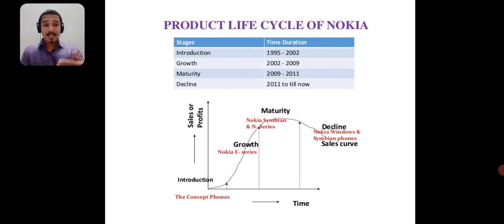From 2009 to 2011 they started improvising, right? They came to Windows Phone. They started to improvise but they couldn't, and eventually in 2011 they just came down and today they are not there, right? So here we can see some examples. In the introduction stage they started the concept of phones. In the growth stage they started with E series. I don't think anybody here is aware of these things, but your parents and all might have a very good sense of this.